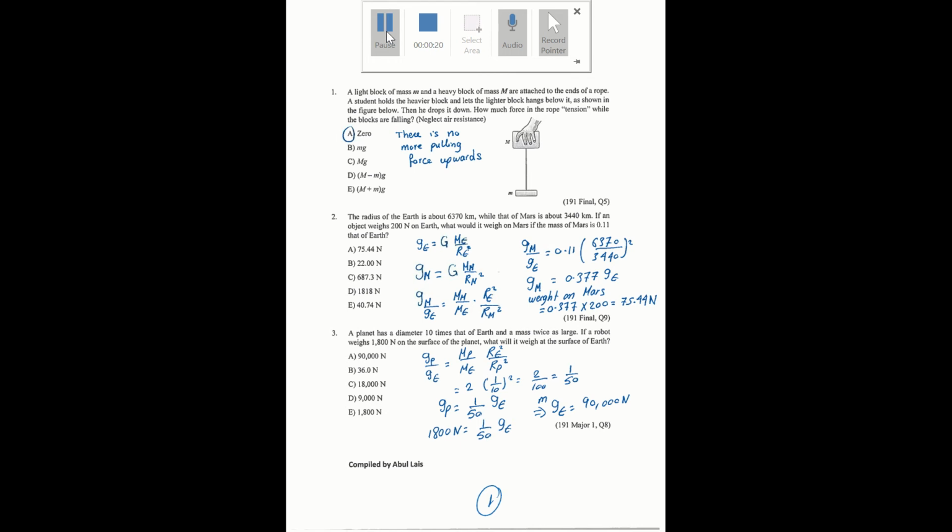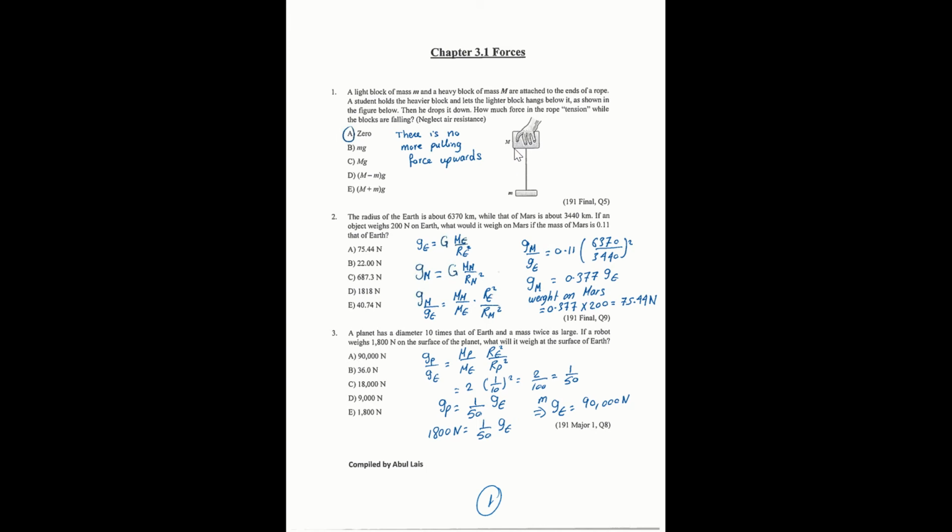So the first problem I see here says that a light block of mass m and a heavy block of mass capital M are attached to the ends of a rope. Students hold the heavier block and let the lighter block hang below it as shown in the figure below. Then he drops it down. How much force is in the rope tension while the blocks are falling? Neglect air resistance.